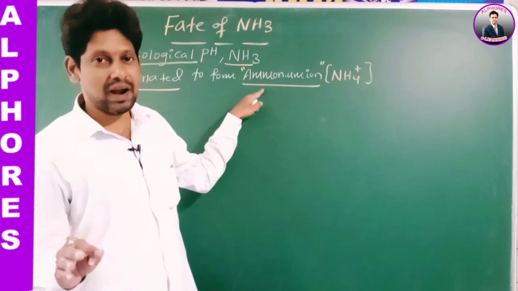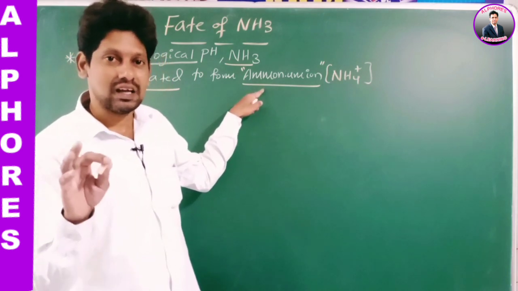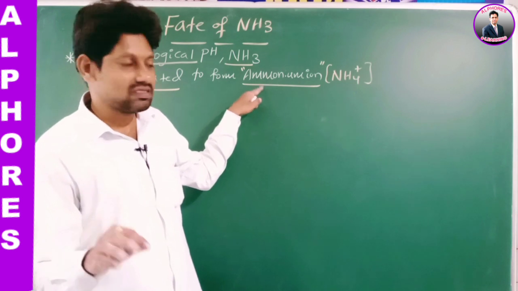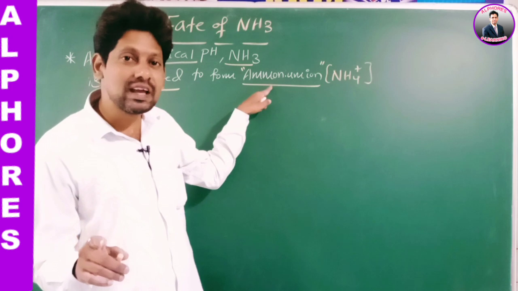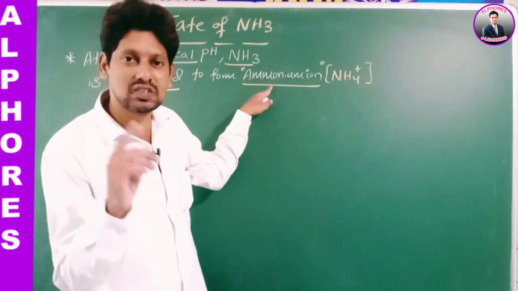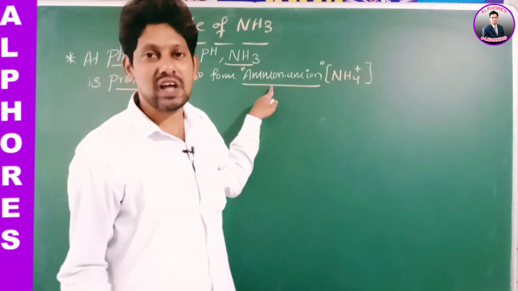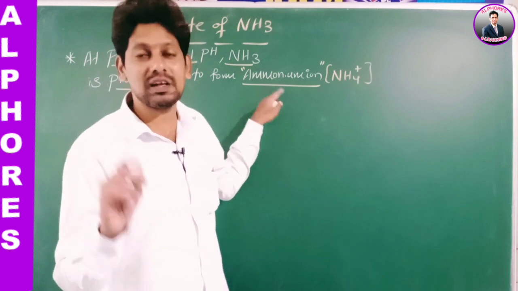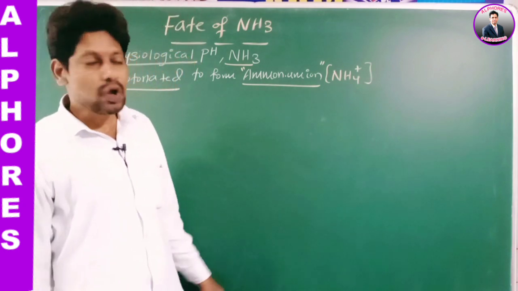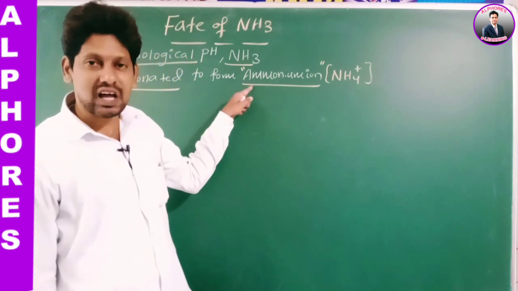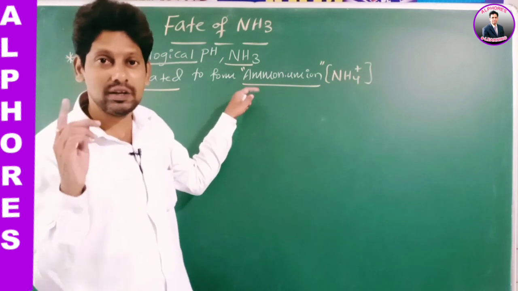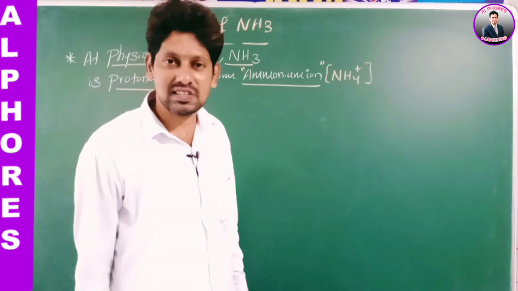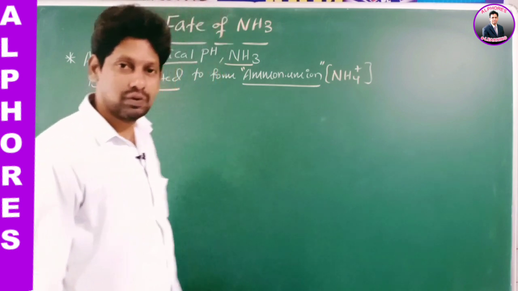Most of the plants can assimilate nitrate as well as ammonium ion, no doubt. But as this ammonium ion is toxic to plants, it should not accumulate in plants. So what a plant does is utilize this ammonium ion for synthesis of amino acids.